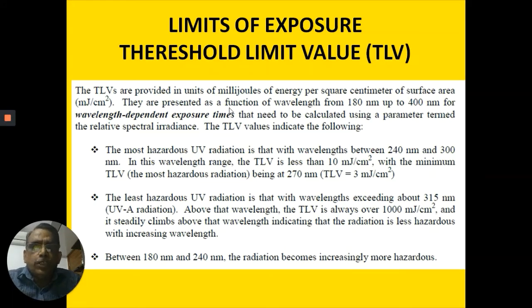There is also a threshold limit. They always use wavelength dependent limits. When you look at 240 to 300 nanometer, the limit that you can have is 10 millijoule per square centimeter, with a minimum TLV. The threshold limit value is something like 3 millijoule at minimum. 270 nanometer is the most dangerous UV radiation, within 240 to 300.